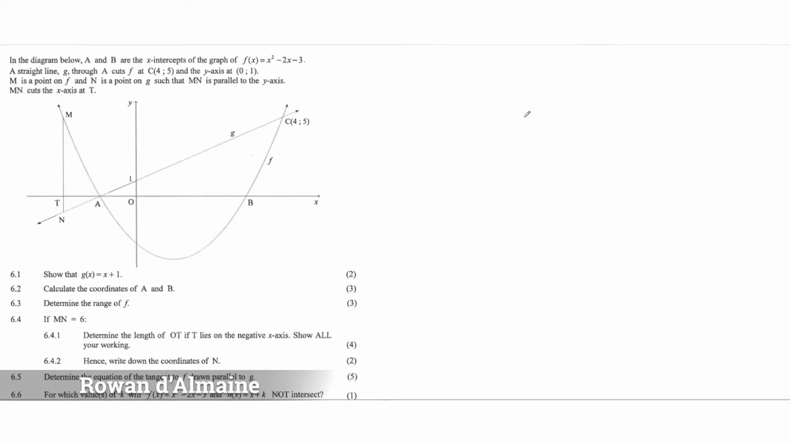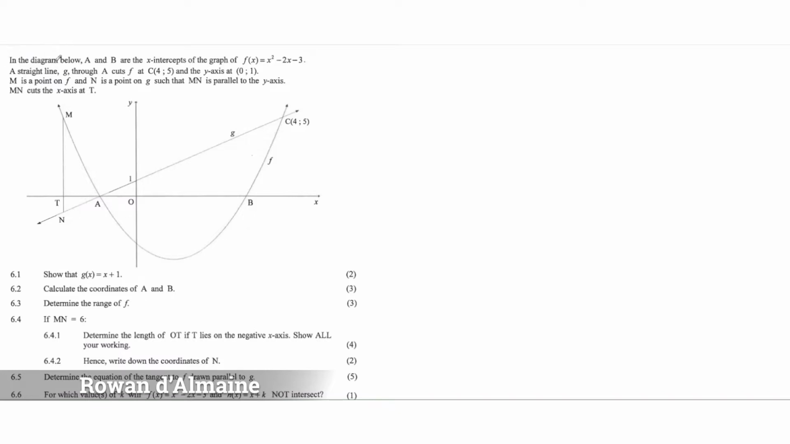I teach grade 8 to 12 maths, and today we're going to be going over some grade 12 functions. Now this is the sort of question on functions that you can expect to find in paper 1. So the first thing we're going to do here is read our question carefully.